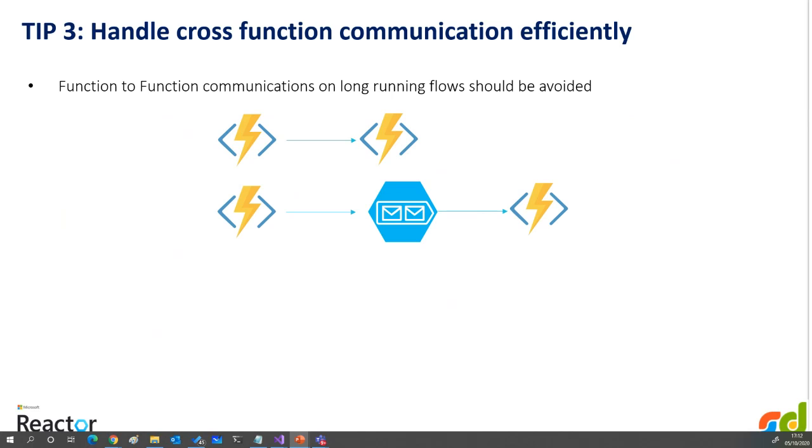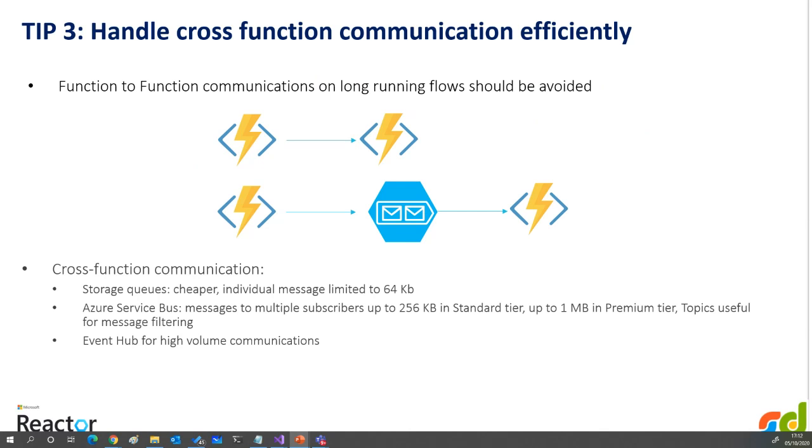A long-running process sends a message to the queue, and then another function takes the message from the queue and processes it. This permits you to have more reliable workflows and to react to failures, because a message in the queue is persistent, and you can extract it from the queue even if the process fails. So for cross-function communication, the recommended way is to use at least a storage queue.